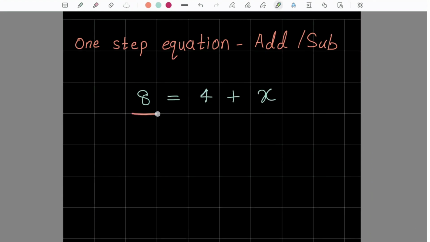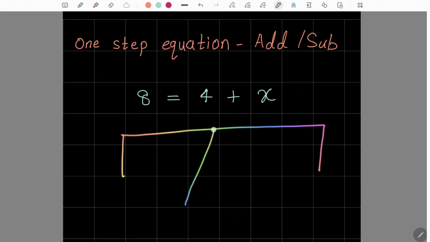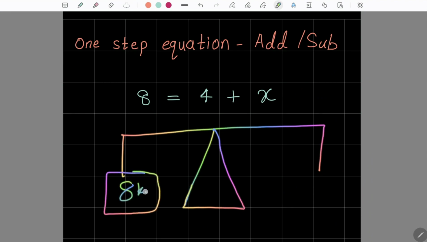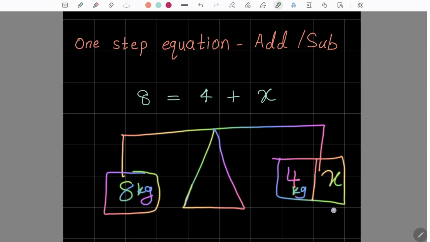So next, let's solve this 8 equals 4 plus x question. So in this, we need to find what x is. Think of this equation like a balanced scale. Because anyway, both sides are going to be equal, right? So if this is a balanced scale, and this side has 8 kilograms, for example, and the other side has 4 kilograms plus x, we need to find what x is. So to balance it, both sides must be equal. If 4 is already there, what must x be to make 8?